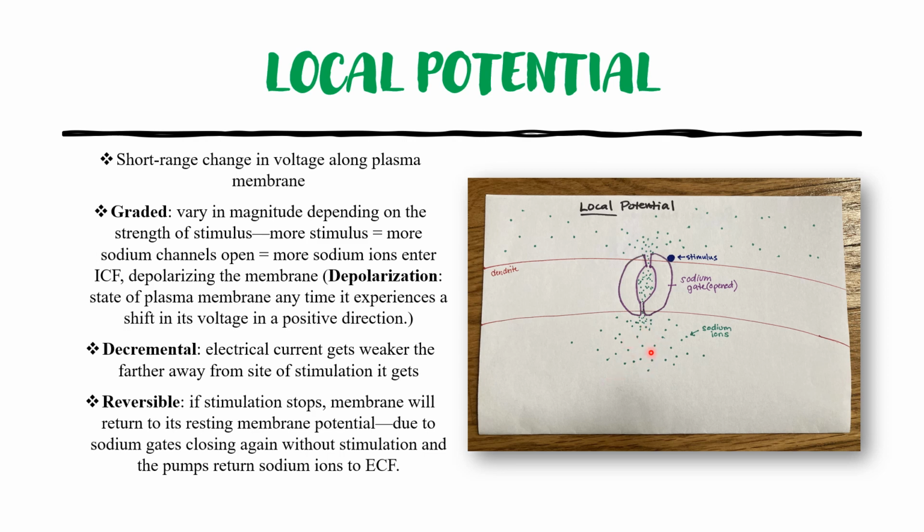Depolarization means the state of the plasma membrane when it experiences a shift in its voltage in a positive direction. It's also decremental, so the electrical current gets weaker the farther away from the site of stimulation it gets. Instead of going all along the dendrite and axon hillock, it doesn't go all the way, it stops. So that's what it means.